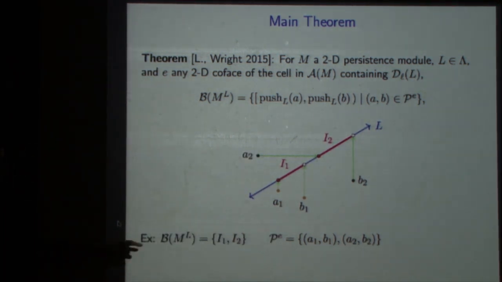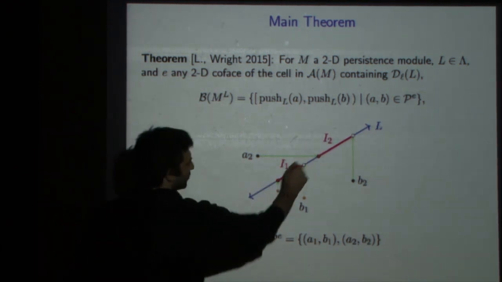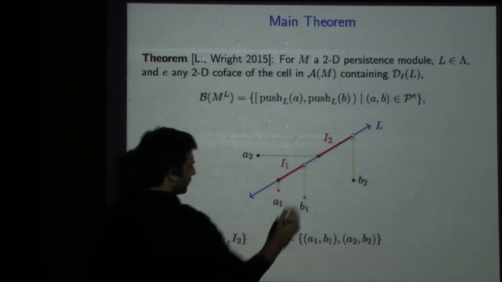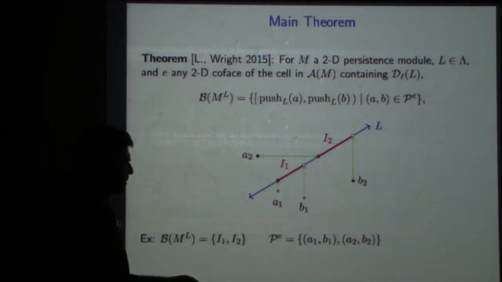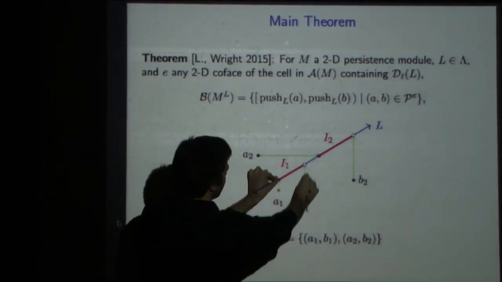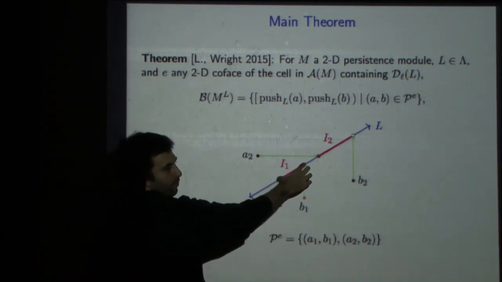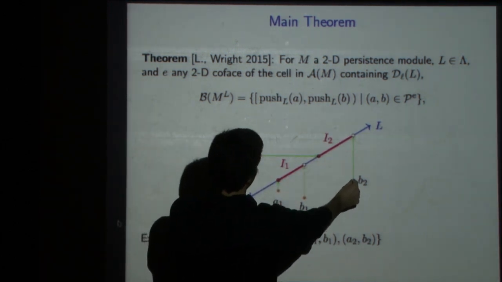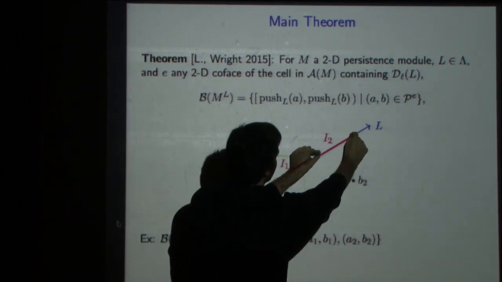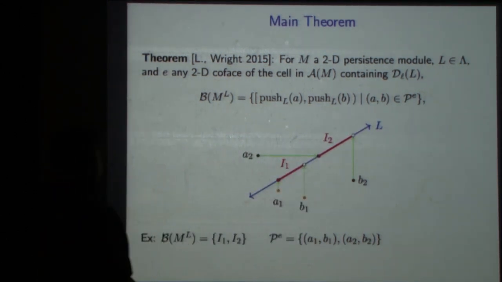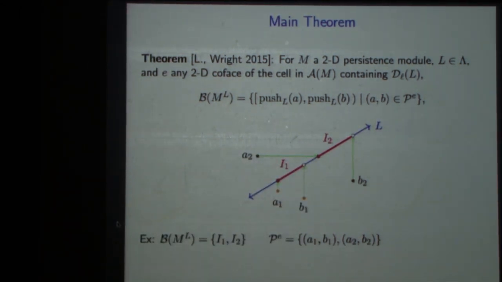So for example, if my barcode of M restricted to L is I1, I2, as shown in this picture, and my barcode template looks like this, I take points A1 and B1, I push them up, and those are the endpoints of my first interval. I look at this pair in the barcode template, I push them, and that gives me my second interval. I can't tell you exactly how we define this arrangement or these barcode templates today, but it'll be in our paper appearing sometime this month. So I'll end there. Thank you.